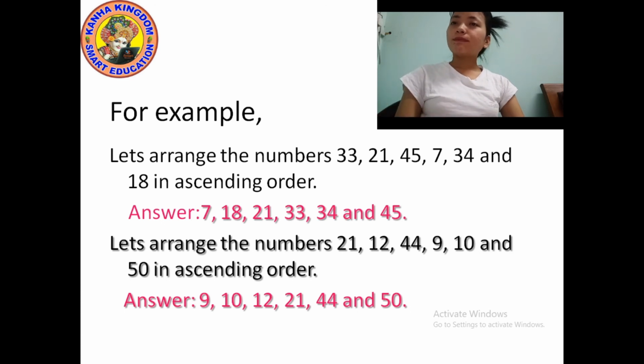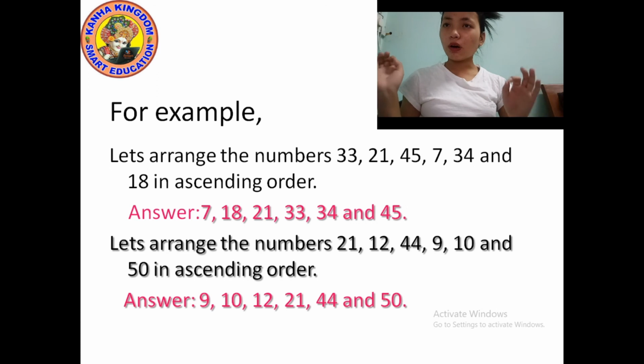And from all of them, from 44, 21 and 50, which number is smallest? That is 21, right? So write 21 fourth. Then only two numbers remain, that is 44 and 50. 44 comes before 50, right? So write 44 fifth, and 50 is the biggest number from all of them.